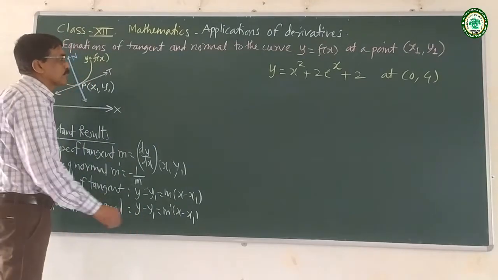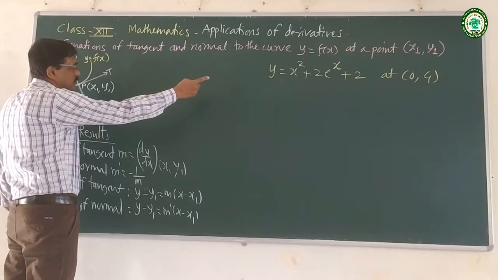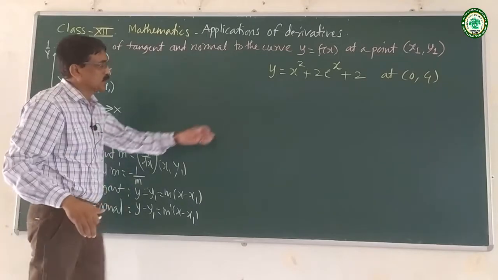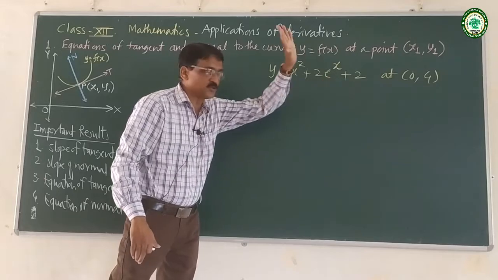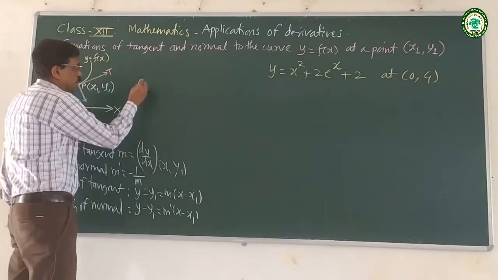See here, the first one is find the equation of tangent and normal to the curve y is equal to x square plus 2 e raised to x plus 2 at the point 0, 4. Solution.